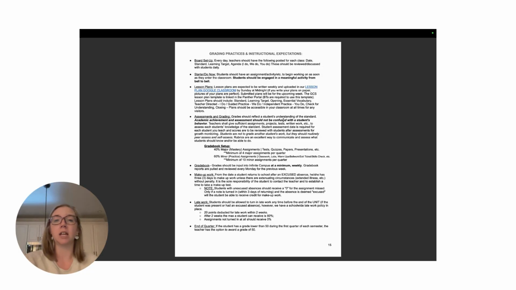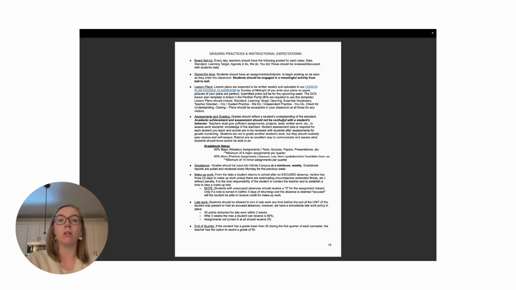So if they turn assignments in late, it's going to be an immediate deduction of 20 points. So the max they can get on a late assignment is going to be an 80. And that'll be within the first 2 weeks of an assignment being late. They can earn up to an 80. After those 2 weeks, they can earn up to a 60. But that only will be counted as long as you're within that unit.